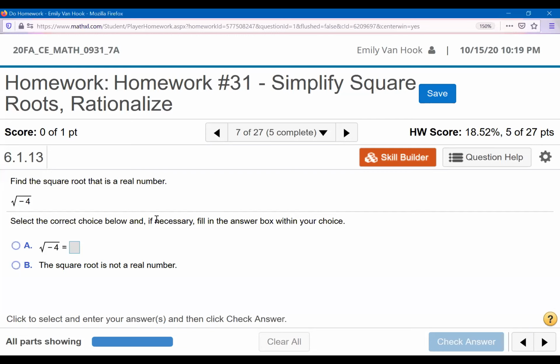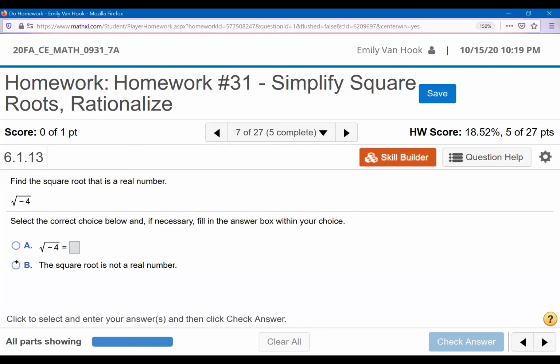Okay, next one, this is number 7. Find the square root that is a real number. So this one is the square root of, and then under the square root is -4. Okay, so if I type this into my calculator, let's see what happens. All right, and I'm using a different calculator today, so I'm a little lost. Oh, I did it, okay. So I'm just using my iPhone right now. It just says error, but on my actual TI calculator, that would say domain error. This is not a real number, okay?